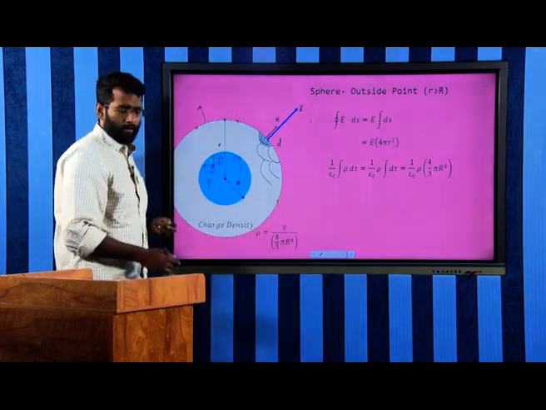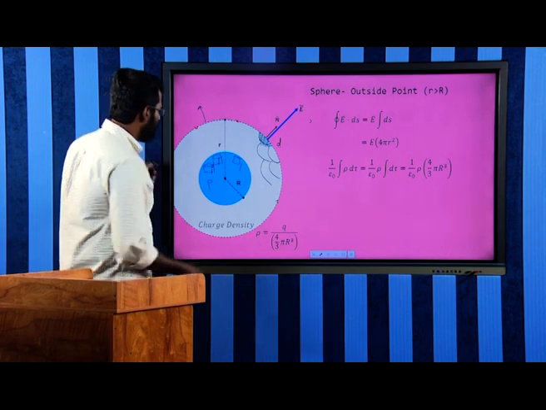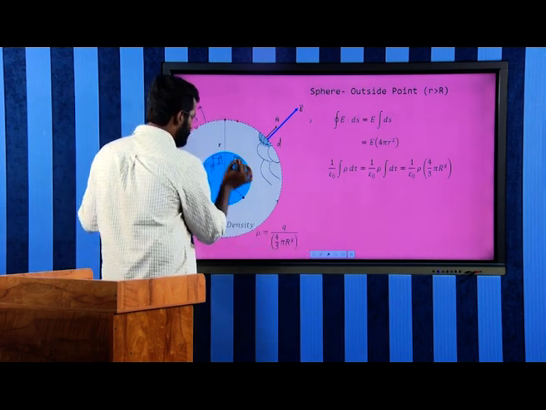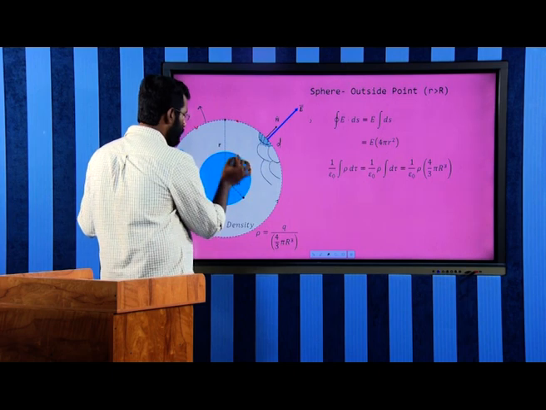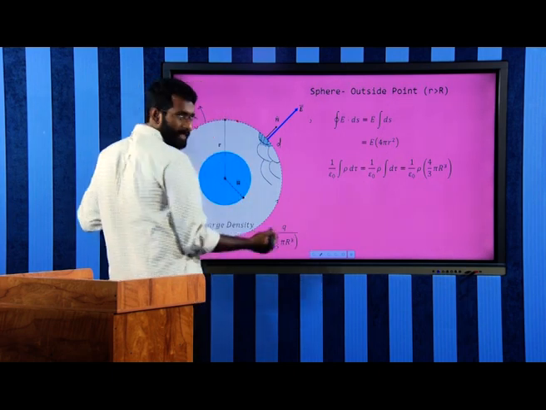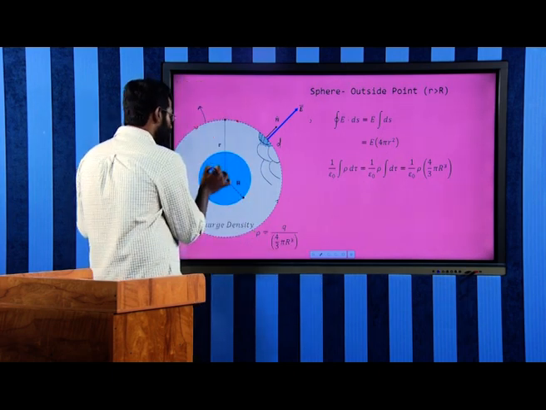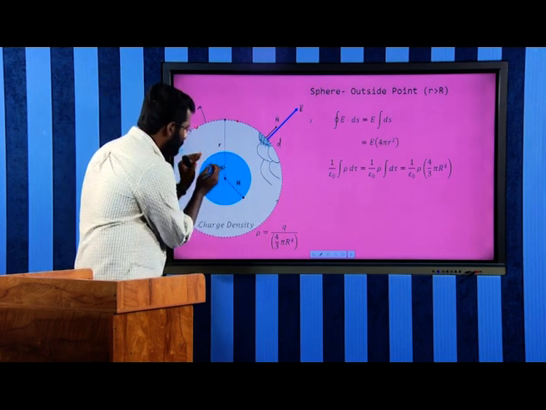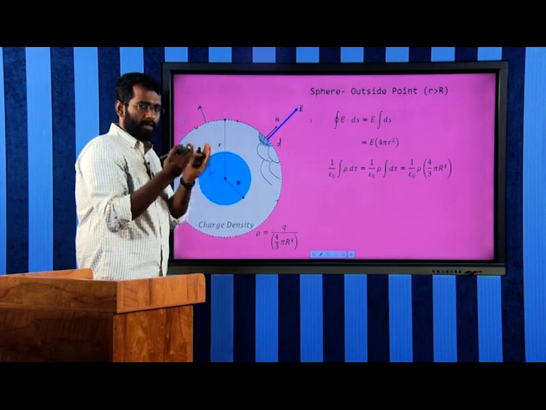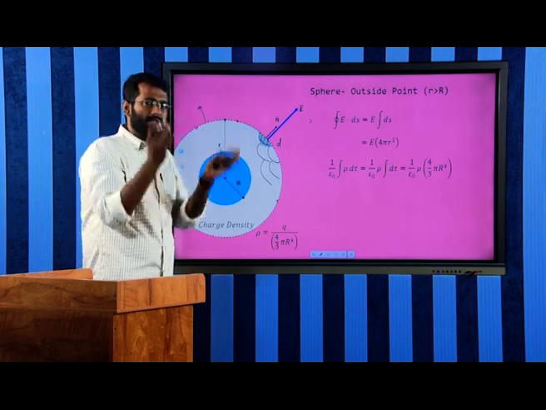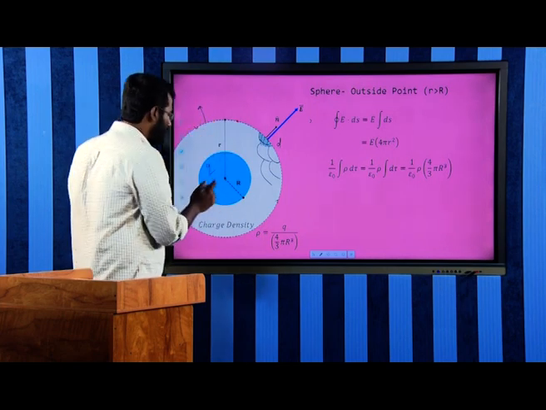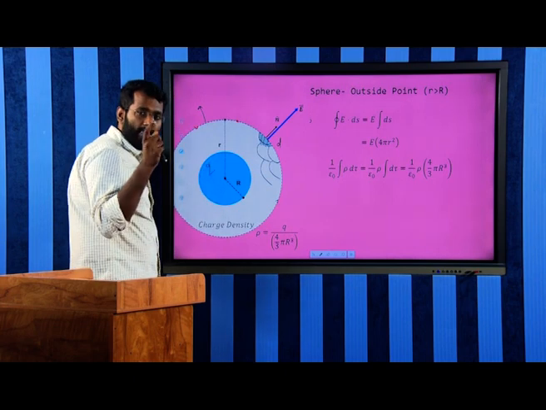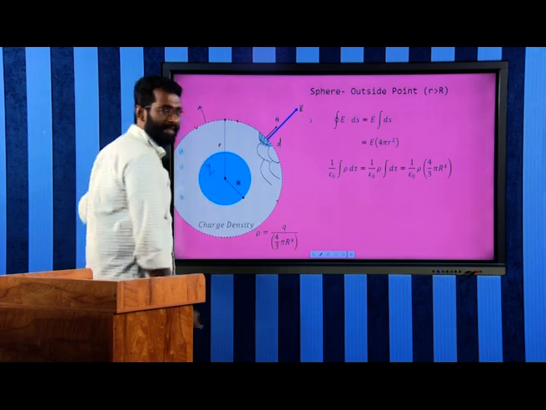And what is that rho? Let us imagine that this sphere has a uniform charge density, and a total charge of q inside. So the total amount of charge q is distributed over the entire sphere, which has a volume of 4/3 pi r cube.